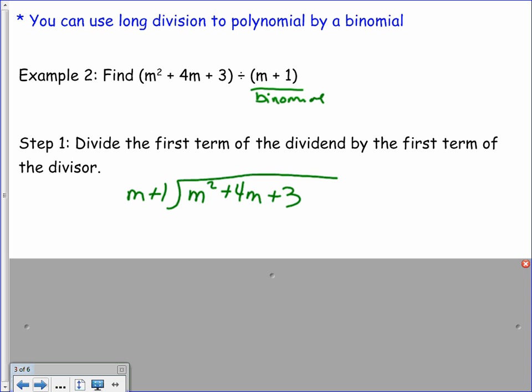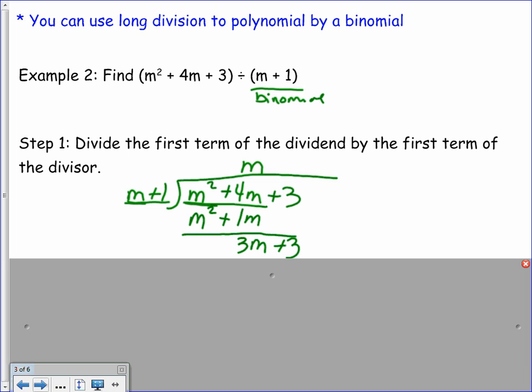So we're dividing m into m squared. m plus 1 will go into m squared plus 4m how many times? We're going to get an m here, which would give us m squared plus 1m. Then we're going to subtract, and we're going to be left with 3m plus 3.